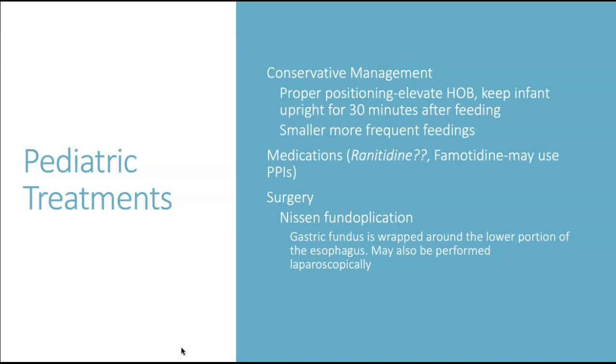Surgery is for severe cases. There's a surgery called a Nissen fundoplication, where they take the stomach and wrap it around the area where the sphincter is to tighten up that sphincter and make it work a little bit more effectively. But this is in severe cases. This can happen in both infants and adults in the most severe cases where they can do that Nissen fundoplication.